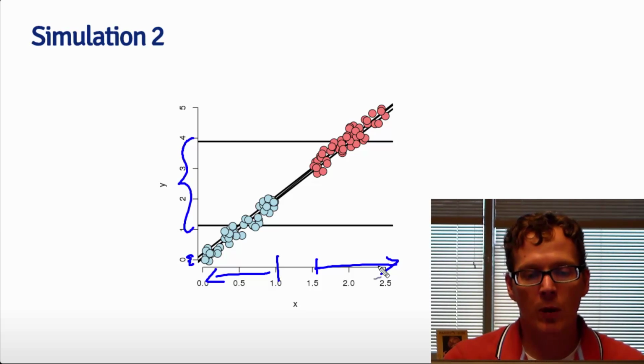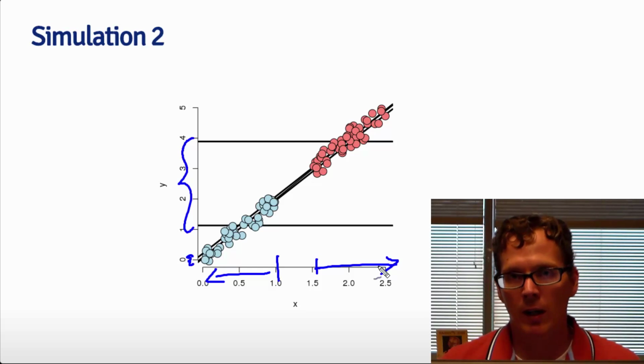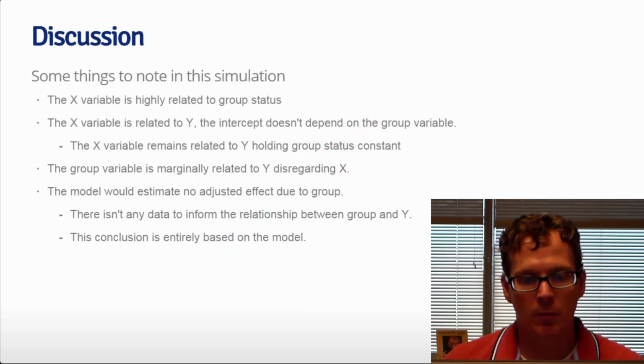This is an example where we had a strong marginal effect when we disregarded X and a very subtle or non-existent effect when we accounted for X. Let's try some different scenarios. Again, this slide just reiterates these points.